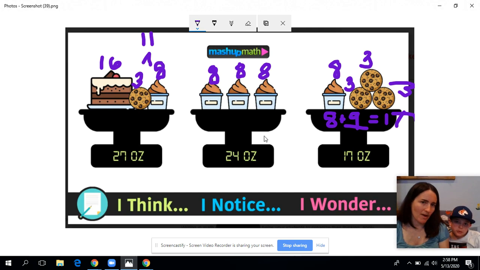So were we able to figure out how much each of these items weighs? Yes. All right. So the cake is equal to 16 ounces. The cookies are each 3 ounces. And the cupcake or frozen yogurt, whatever we want to call them, are each 8 ounces. Does that make sense? Do you think the cake would be the heaviest? Yes, because it's the biggest. And the cookie would be the lightest? Yes, because it's the smallest and skinniest.